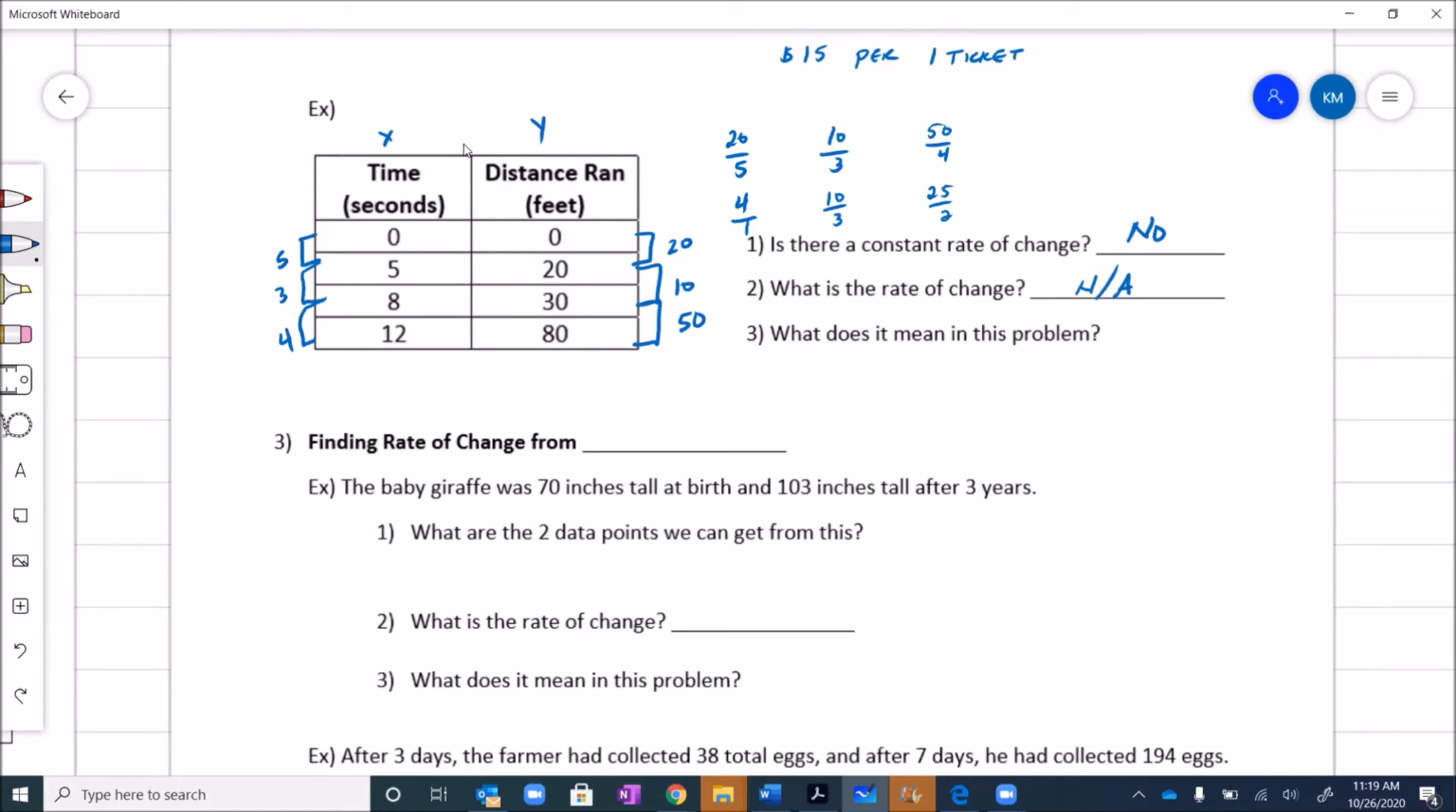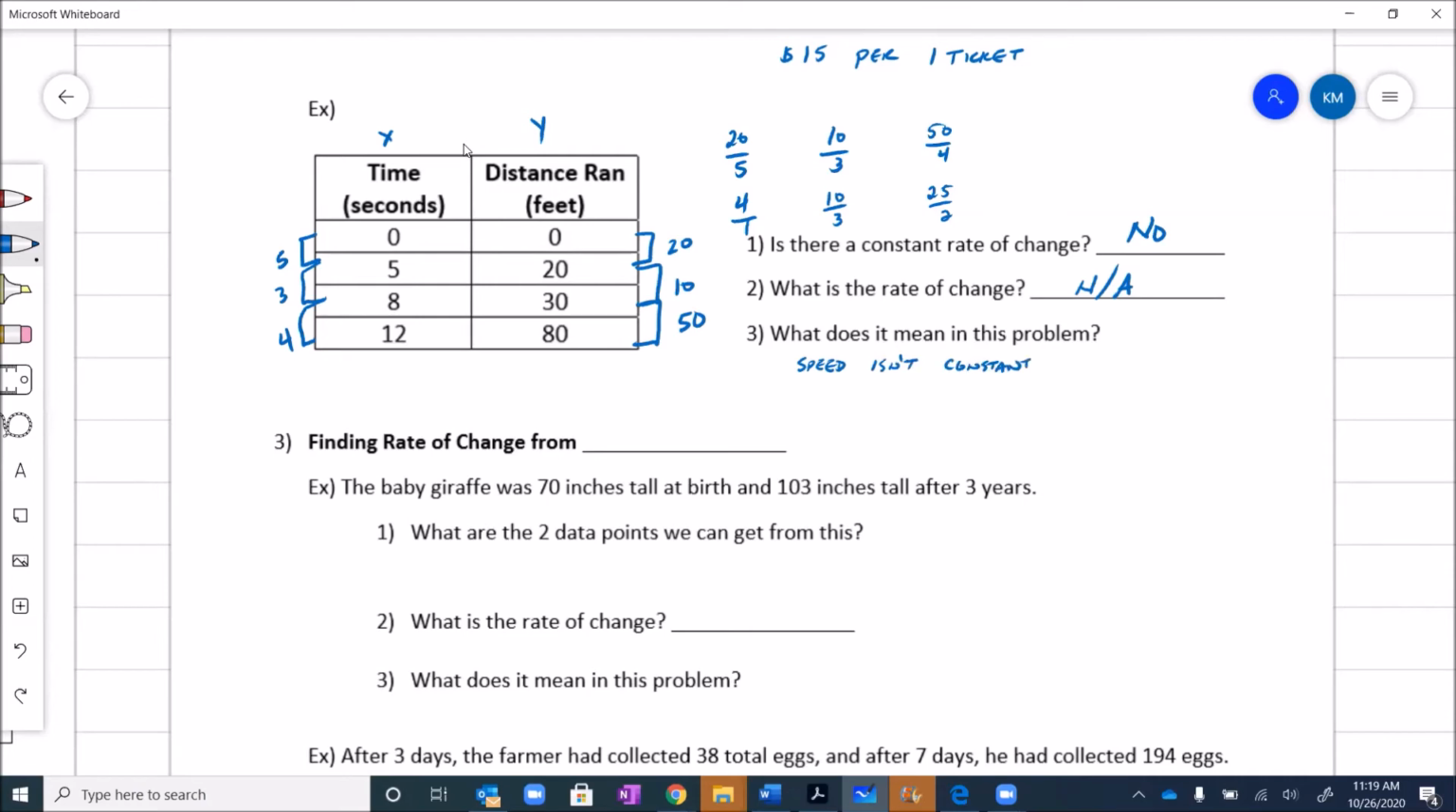As we look at this, when there's not a constant rate of change, we can't say that there's a rate of change here. And so what does it mean in this problem? Well, it means that while we're running, our speed isn't constant, in this situation.